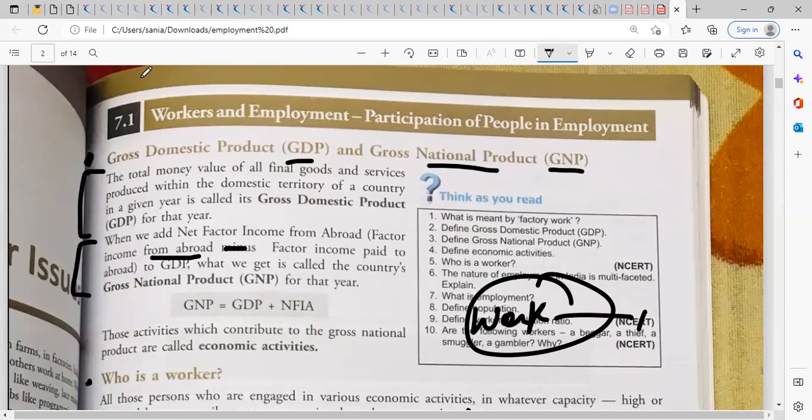I'm giving you 5 minutes. After every 1-2 minutes, I'll scroll it down. In case you are still reading, you can just let me know, ma'am, I'm still reading it, please wait for a minute. Okay.